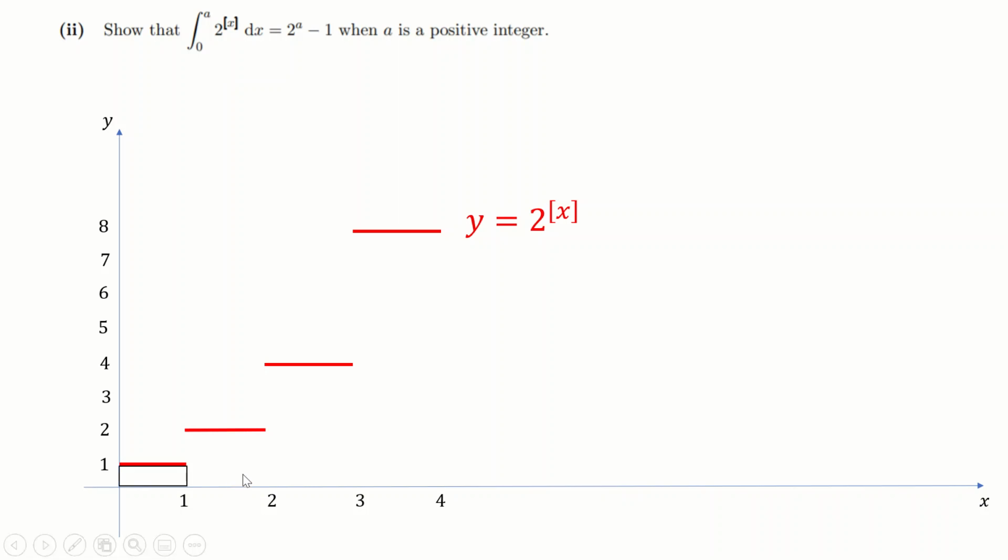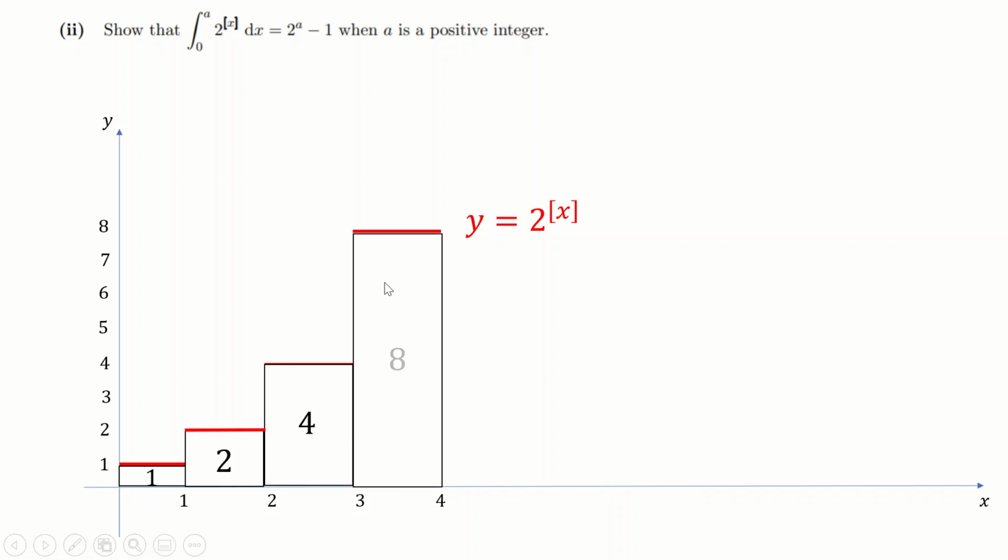So if I could work out the areas underneath these, and they're still just rectangles, then I could work that out. So this is just 1 times 1, which is just 1. This is 1 times 2, which is area 2. This is 1 times 4, which is area 4. And this is 1 times 8, which is area 8. So you can probably see a pattern here.